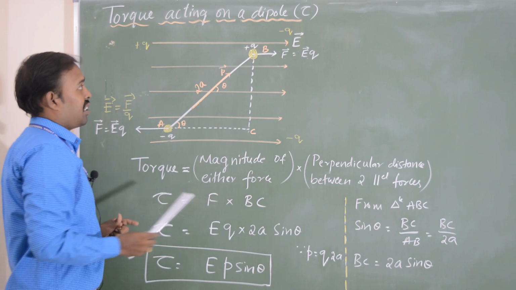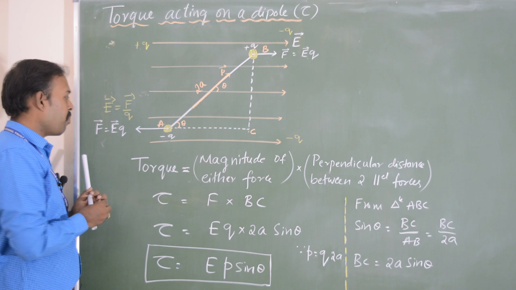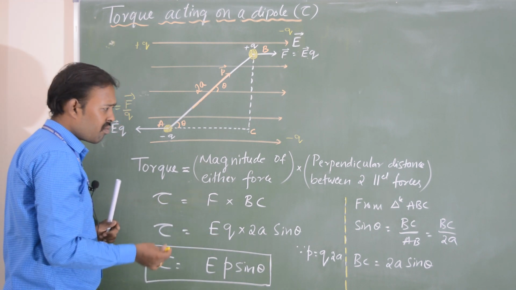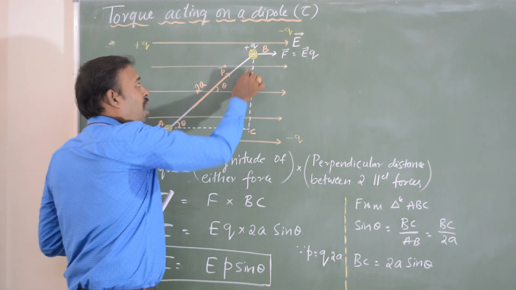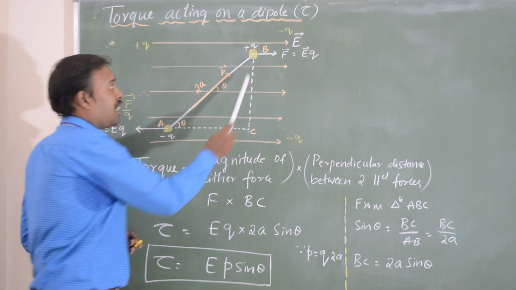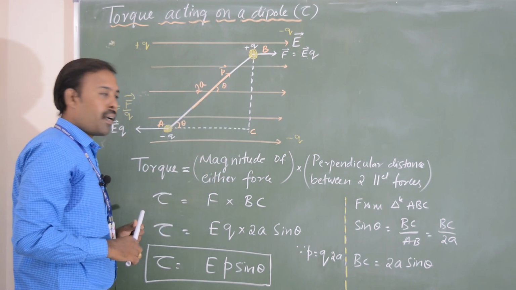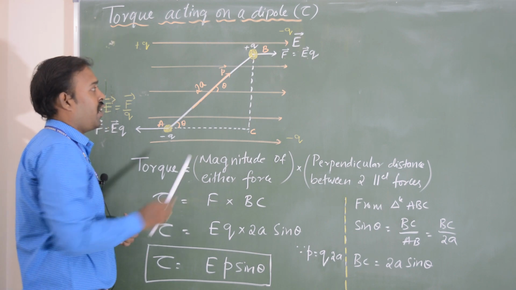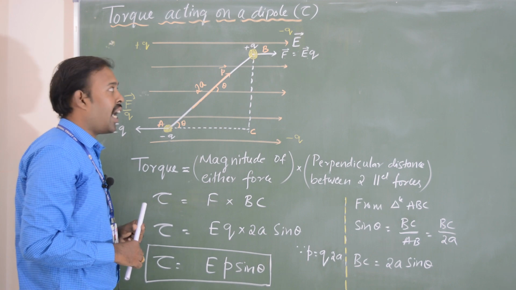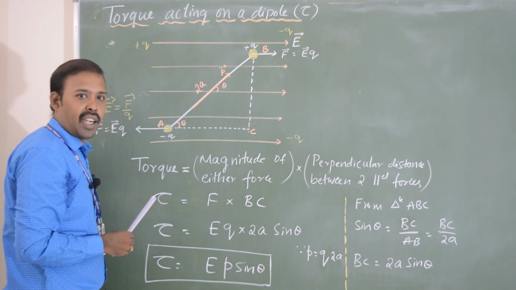Now, I know F is nothing but E into Q. Take the magnitude of this. So F is equal to E into Q, into, I should now calculate this perpendicular distance. To calculate this perpendicular distance, I know the angle made by the dipole with the electric field is theta here. What is theta? Theta is the angle made by the dipole with the electric field.